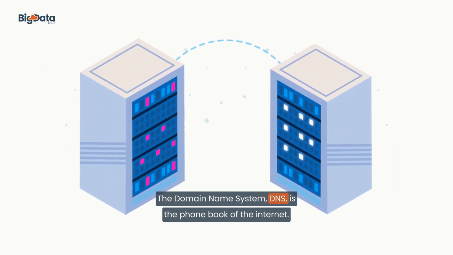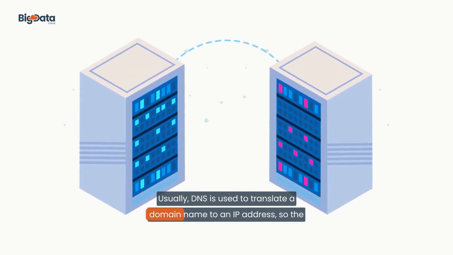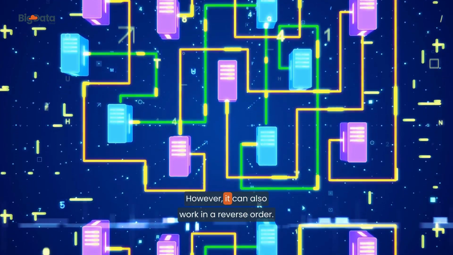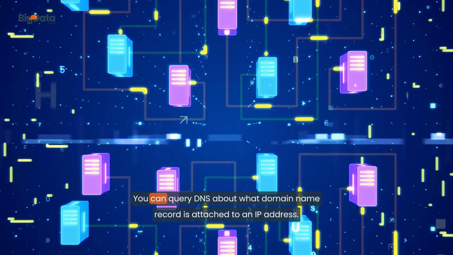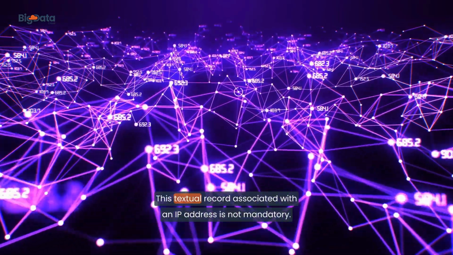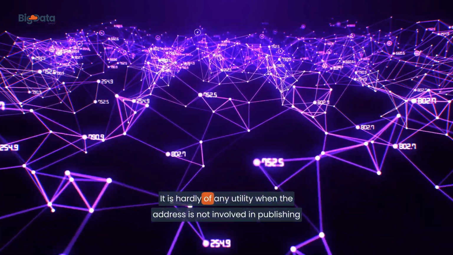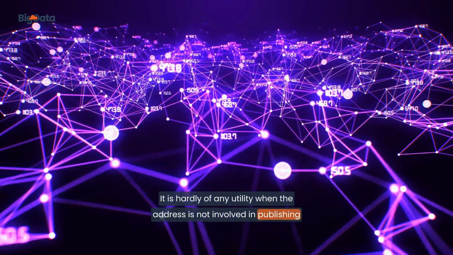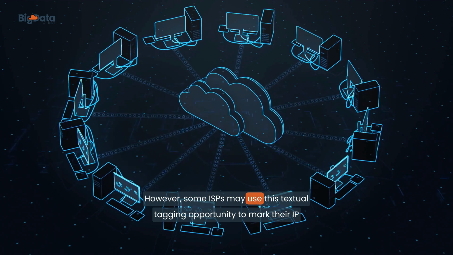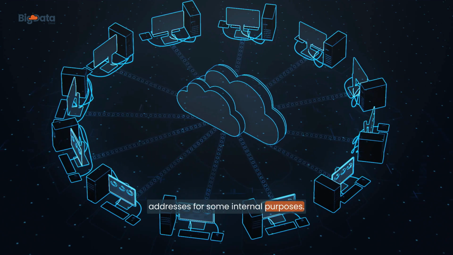The domain name system, DNS, is the phone book of the internet. Usually, DNS is used to translate a domain name to an IP address, so the browsers can load internet resources. However, it can also work in a reverse order. You can query DNS about what domain name record is attached to an IP address. This textual record associated with an IP address is not mandatory. It is hardly of any utility when the address is not involved in publishing internet services or consumable material. However, some ISPs may use this textual tagging opportunity to mark their IP addresses for some internal purposes.